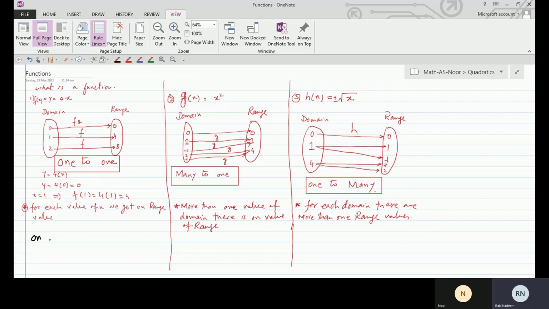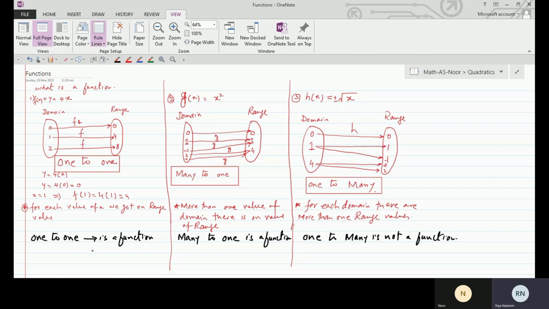So 1 to 1 is a function, many to 1 is a function, one to many is not a function. If it's not a function, then what would we call it? In mathematics, we call it a relation. Okay, we call it a relation.